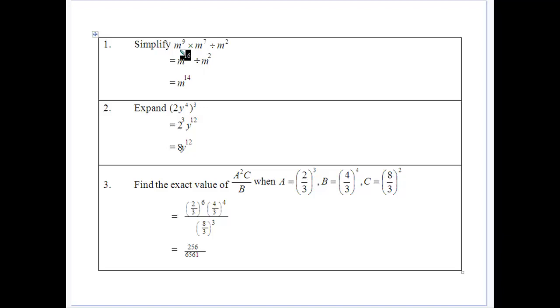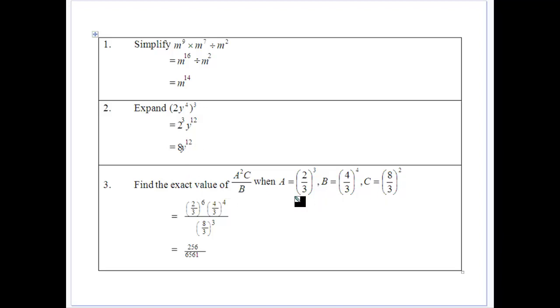So applying those ones. Remember, same base, we've got the power of 9, power of 7, we're multiplying, so those would add. And then because we're dividing by 2, we subtract 2 from 16. Then 2y to the power of 4 all cubed, so the 2 would be cubed, and then the y to the power of 4 gets multiplied by the 3, so we get y to the power of 12, and so 8y to the power of 12.